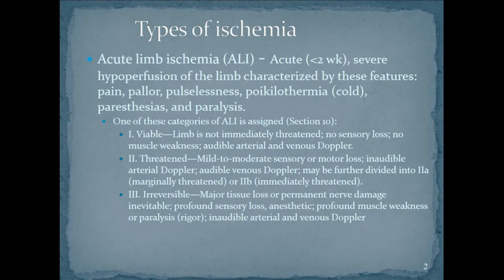And the third type or stage, would be better to say, it's irreversible acute limb ischemia. What does it mean? It is major tissue loss or permanent nerve damage, profound sensory loss, anesthetic, profound muscle weakness or paralysis, inaudible arterial and venous Doppler.